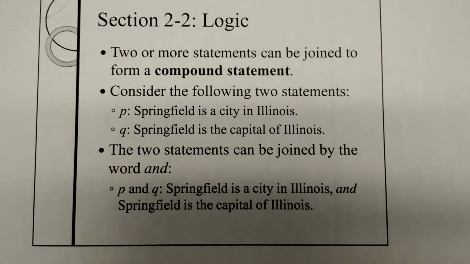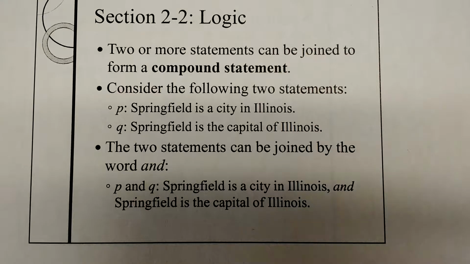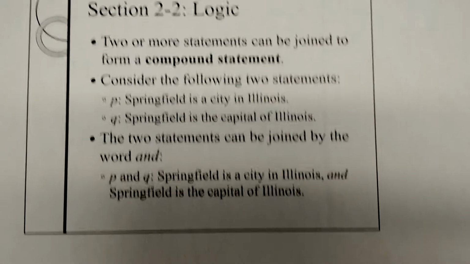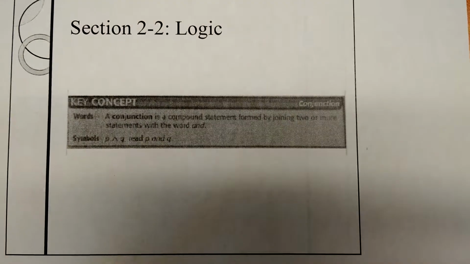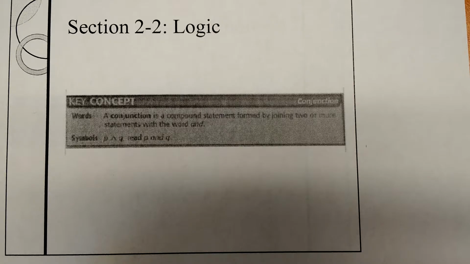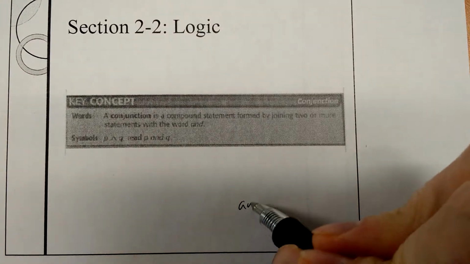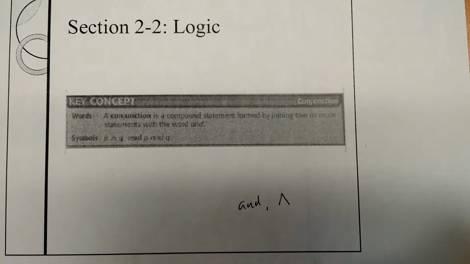You can put them together if you have two statements. So for example, you have P, Springfield is a city in Illinois, and Q, Springfield is the capital of Illinois. One way you can join them is with the word and, so P and Q: Springfield is a city in Illinois, and Springfield is the capital of Illinois. That's what's referred to as a conjunction. It's represented by either the word and, or an up arrow as the symbol.